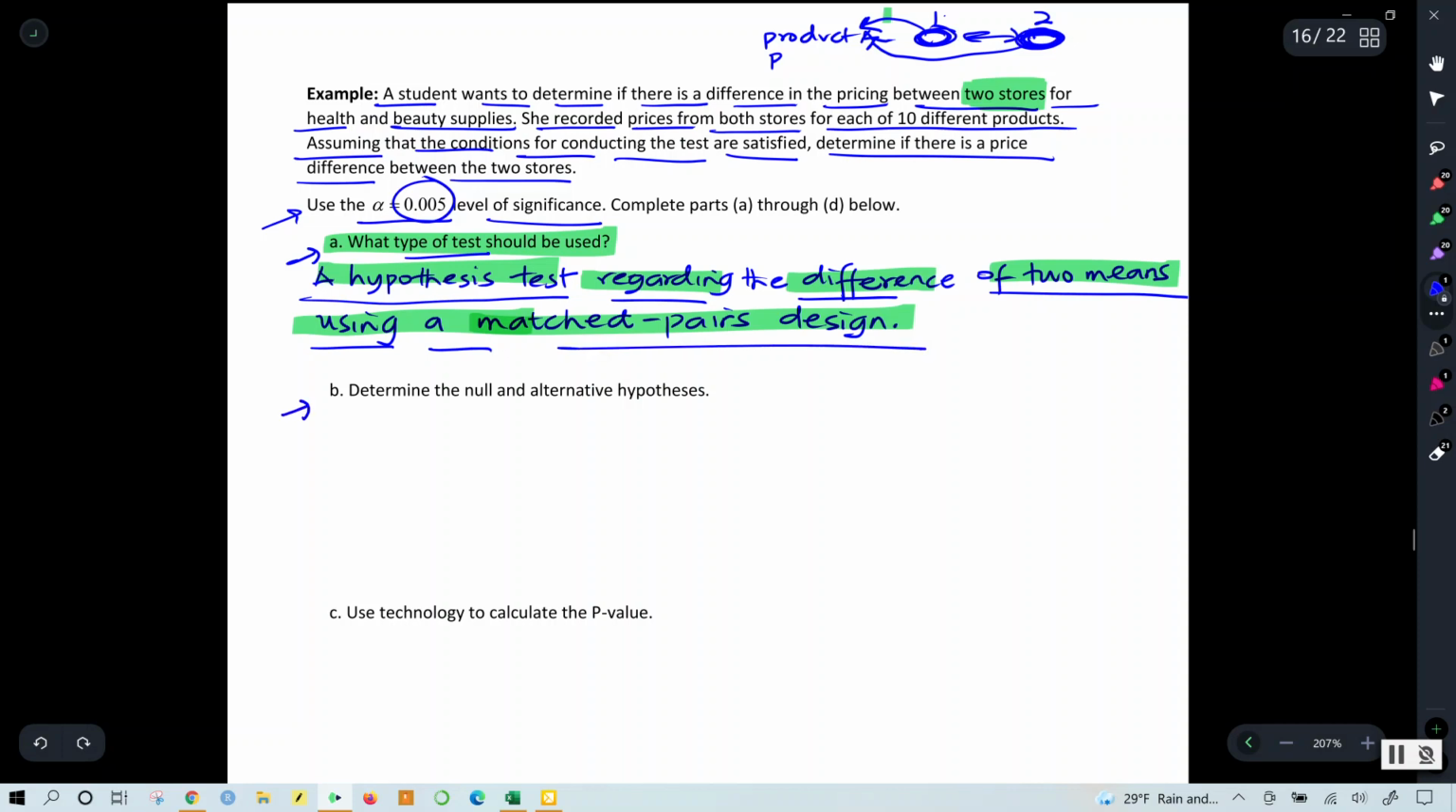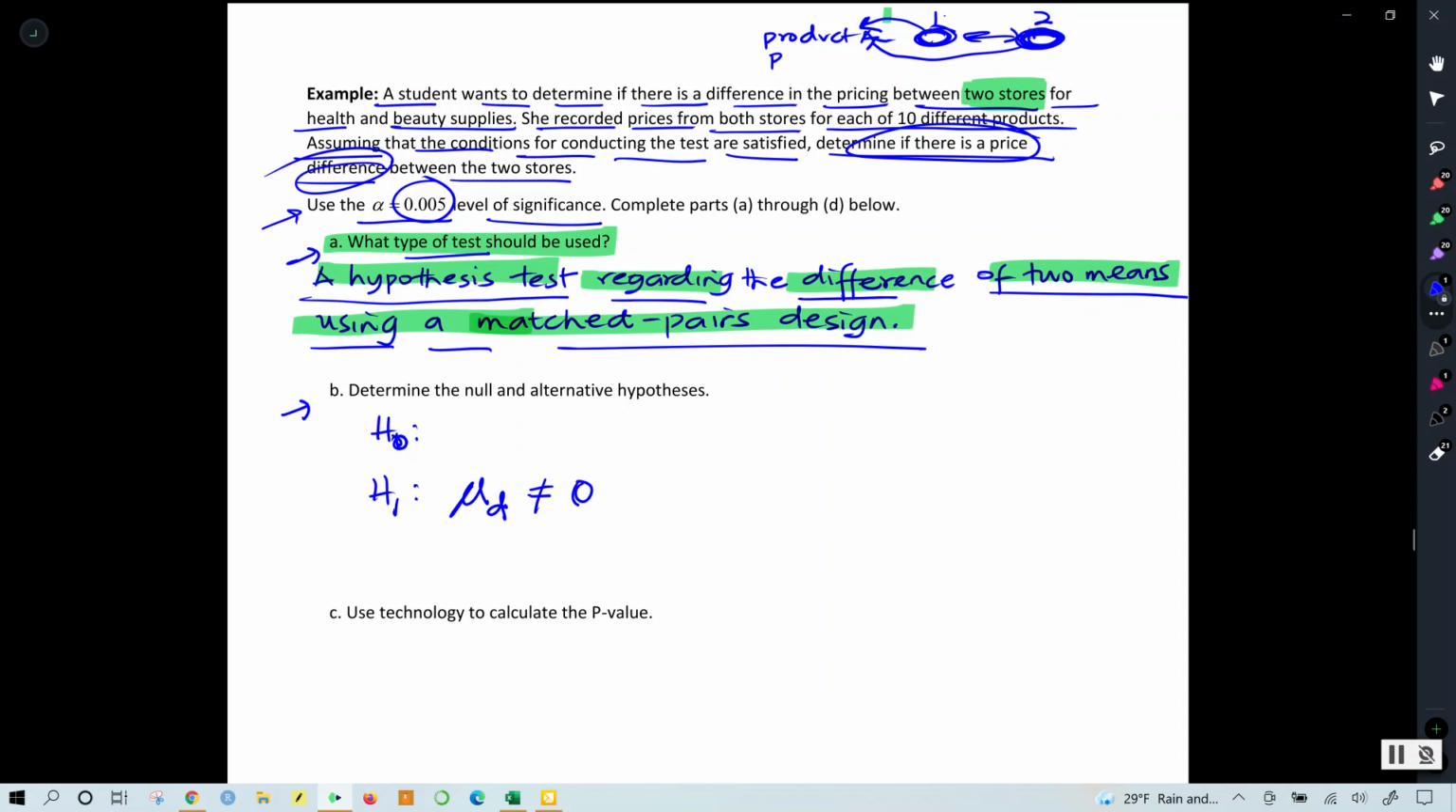Then B, we would like to determine the null and the alternative hypothesis. In this case, the null will be represented by H0 and the alternative by H1. If we want to just see if there is a price difference, not that one is bigger or the other is lesser, just any difference, then you want the mean difference to be significant, not nothing. Not nothing means it becomes something, whereas the null says this is equal to 0.